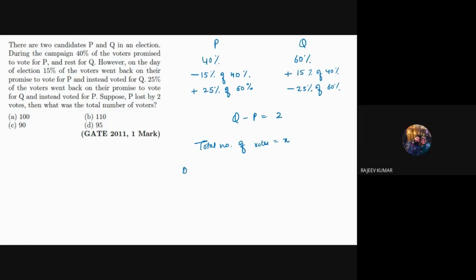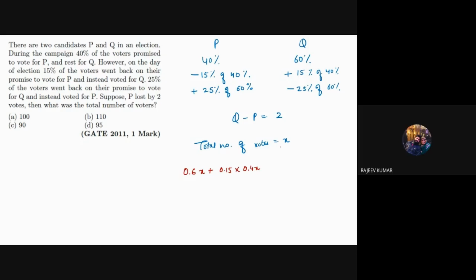So you'll get 0 point. Okay, I'll start from the Q because Q is ahead. So I'll start from Q. What is the total number of votes that Q will be having? It will be having 0.6x plus 15% of 40%. So 0.15 multiplied by 0.4x.